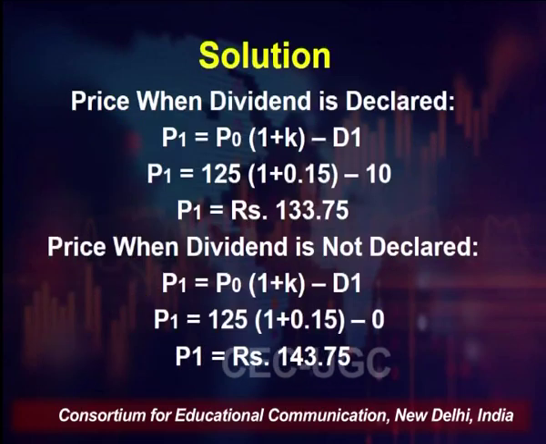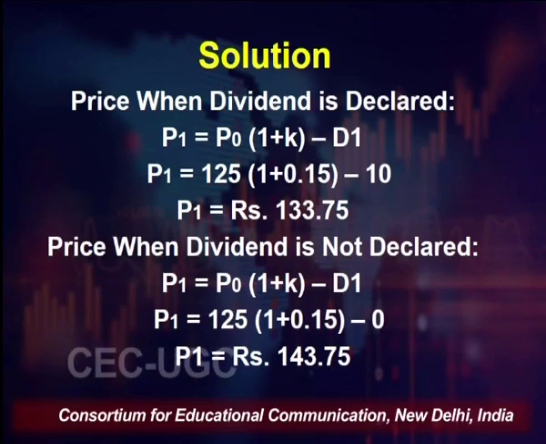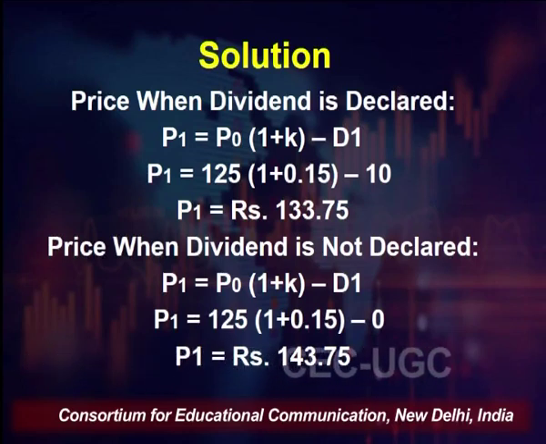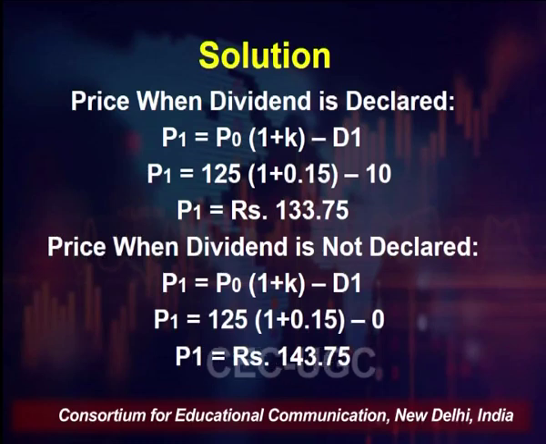In the first case, when the dividend is declared, the price of the share at the end of first year will be given by the same equation. We are just placing the values in this equation, where P0, the price of the share today, is equal to 125. This has to be multiplied by 1 plus 0.15, 15% being the rate k, minus the dividend that is expected to be declared at the end of first year, that is rupees 10. Now, by solving this equation, we will get the expected price of the share at the end of first year, that is rupees 133.75. So, this is the case when the company is declaring dividend.